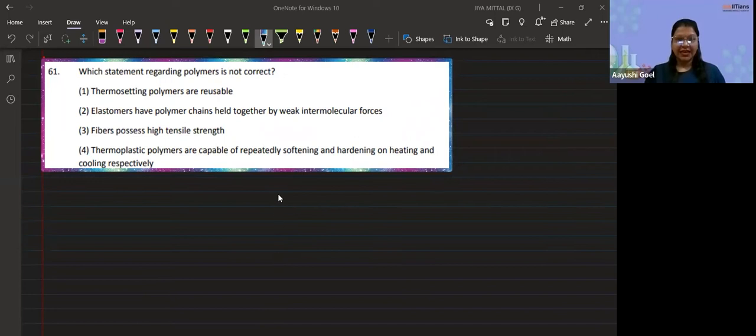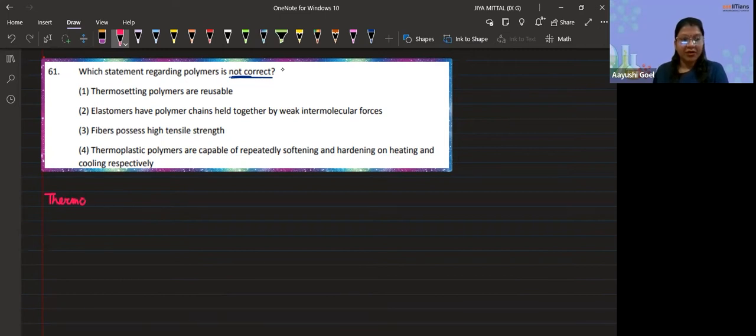As you can see, this question is also a statement question. We have seen that most of the questions are statement questions, and in most of them they were asking which is not the correct statement. This question belongs to the polymer chapter, and here they're asking about thermosetting and thermoplastic polymers. So what are thermoplastic polymers?